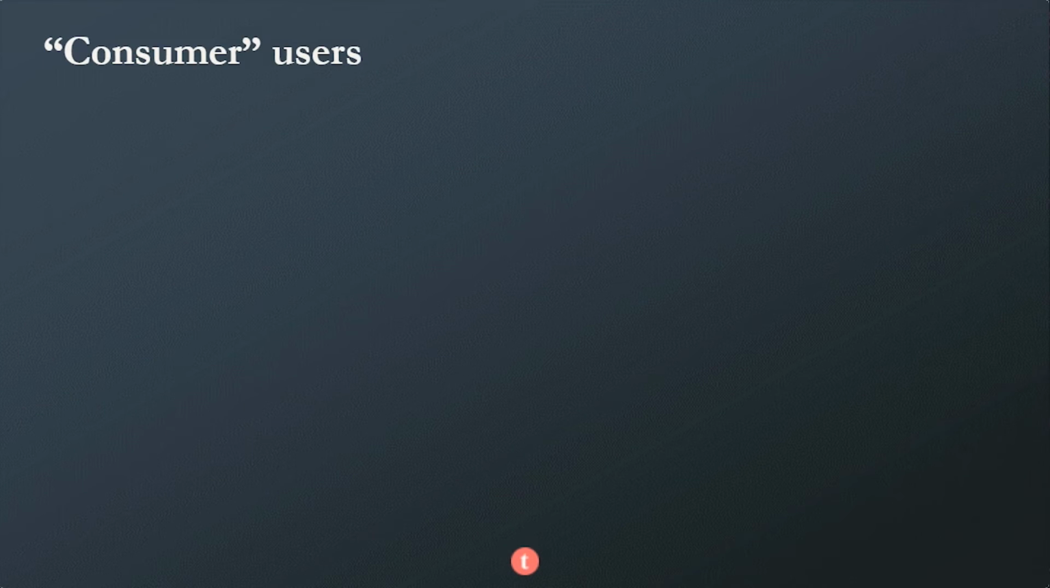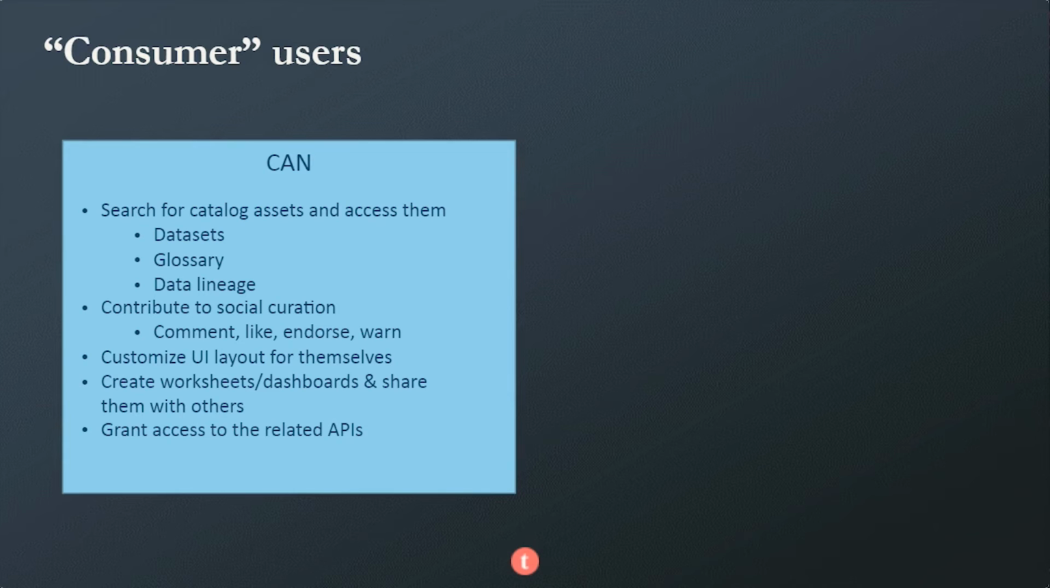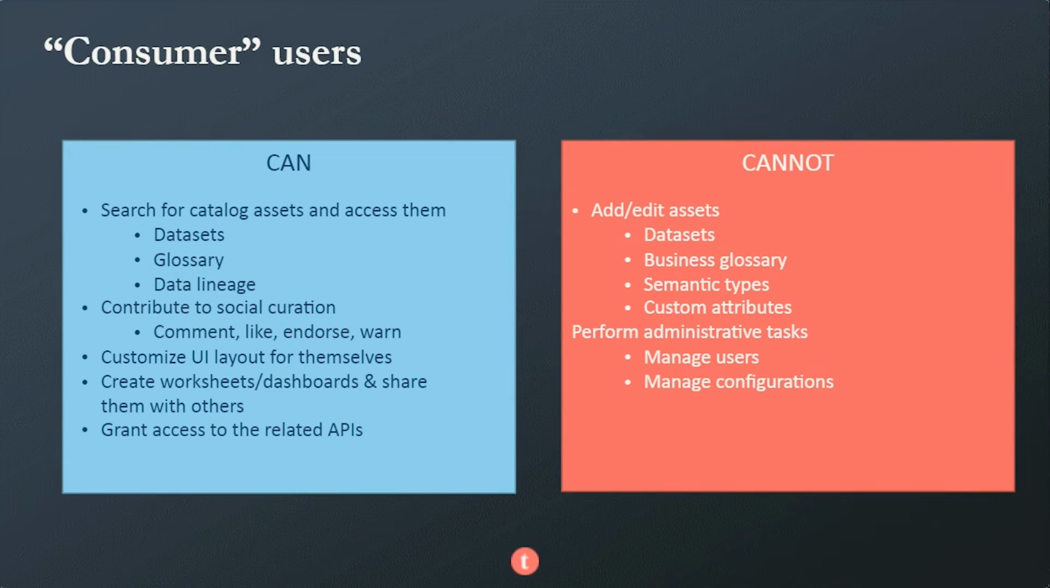Now you're wondering what the consumer user can do. What they can do is they can search for catalog assets and access them. They can go ahead and access data sets, glossary items, and terms. They can access data lineage. They can contribute to social curation. So they can go in and they can comment, they can certify, they can endorse, they can warn against the different objects as you can do today in the catalog.